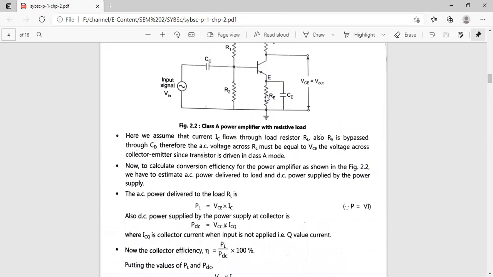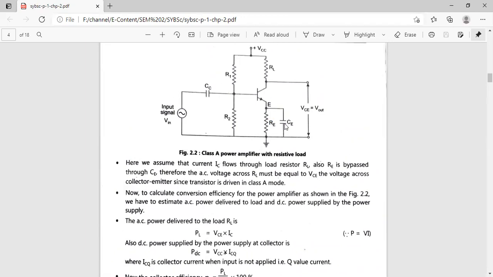Therefore, the AC voltage across RL must be equal to VCE. As RE is bypassed with the capacitor CE, whatever voltage we are going to have at RL will be equal to the collector to emitter voltage. See, the voltage at this point will be equal to the voltage at this point, the collector to emitter voltage. Why? Because RE is bypassed through the capacitor C.